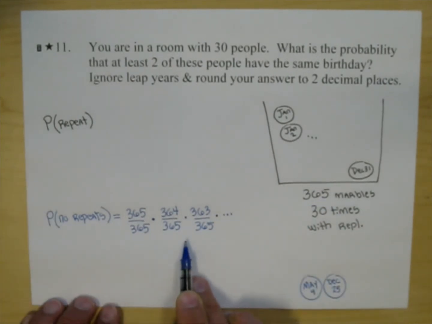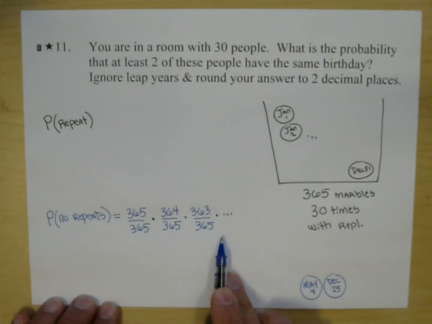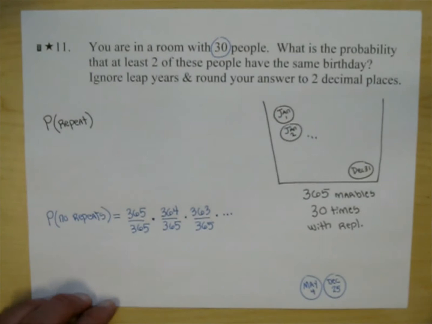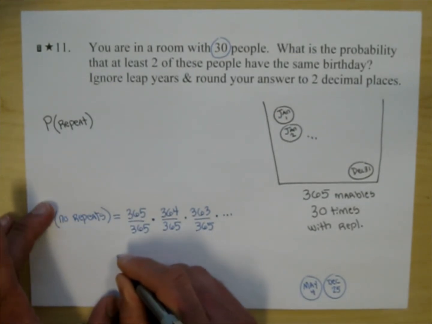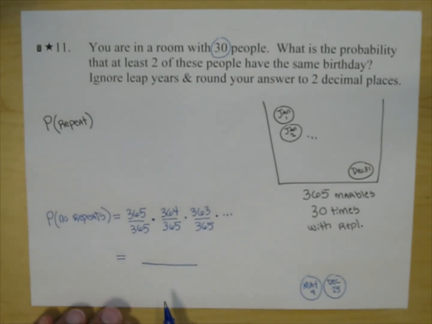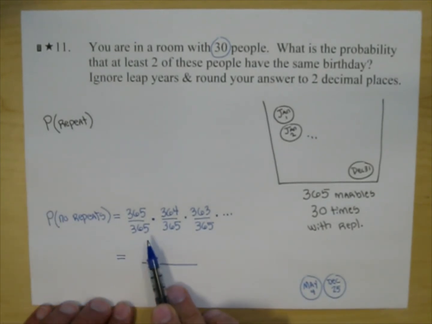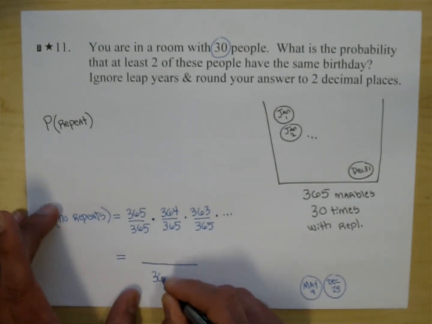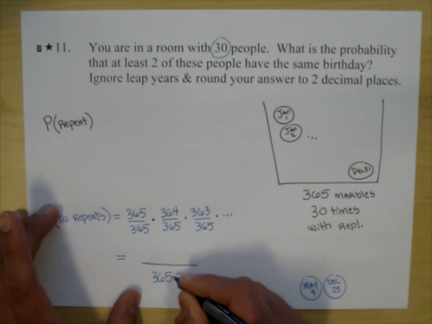Well, how many fractions or probabilities am I going to have? I'm going to have 30 because that's how many people I have. So to make things a little bit more condensed, the bottom says 365 times 365 times 365, 30 times. So it's going to be 365 to the 30th power.